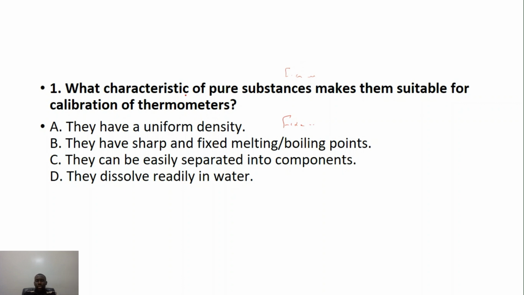What characteristic of pure substances makes them suitable for calibration of thermometer? They have a uniform density. This is not correct. They have a sharp and fixed melting and boiling point. This is probably correct. They can be easily separated into components. No. Pure substances cannot be separated into components. They dissolve readily in water. This is not the property that makes them suitable. Because when you talk of thermometer, we want to know the melting and boiling points. So therefore, B is the correct answer.